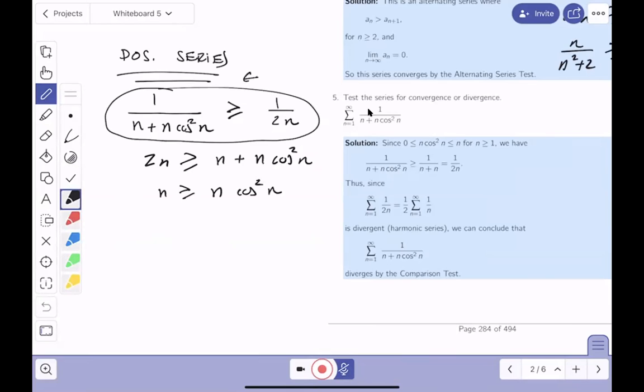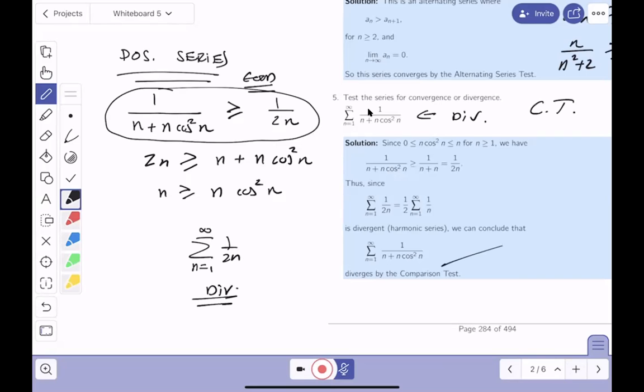Now, what do I know? I know this is a divergent series. It's divergent, all right? It's related to the harmonic. So what do I know about this guy over here? This also diverges. What did I use? The comparison test. All right, let's see what they did. And they did conclude it's divergent, compares to harmonic, and they did mention a comparison test.